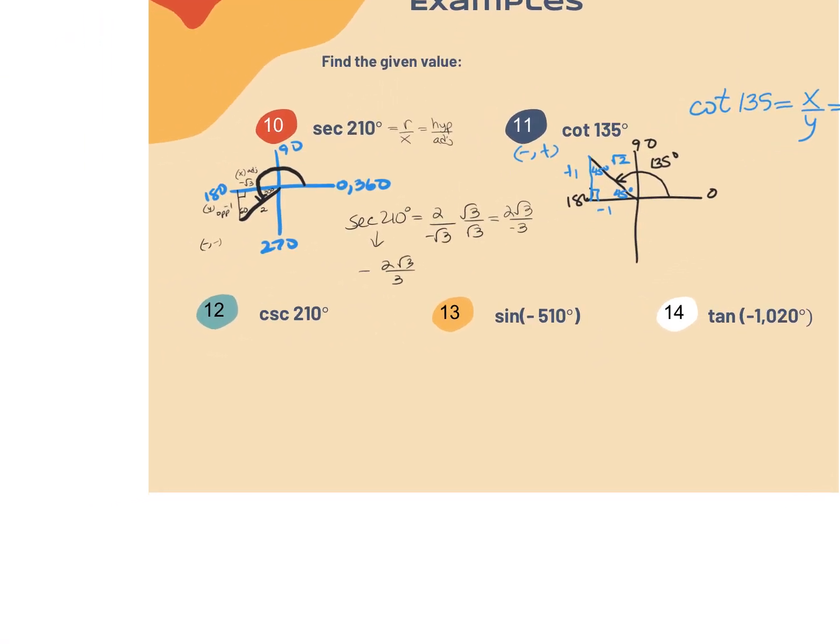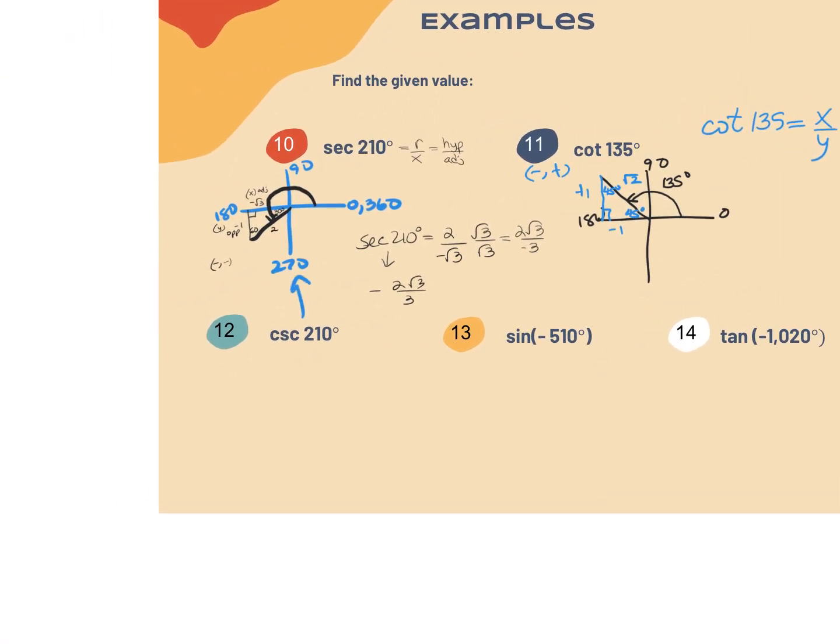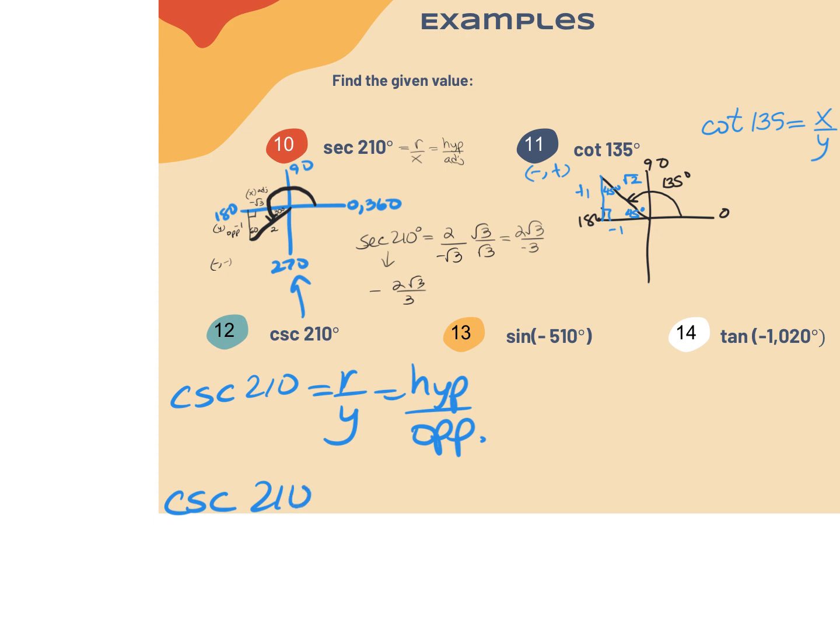Now, 210, I just already graphed it here. So here I just have to figure out what cosecant is. Cosecant is the reciprocal to sine. So it's r over y, and it's hypotenuse over opposite. So cosecant of 210, using the picture up above, my r value is 2. My y value is -1, which simplifies to -2.